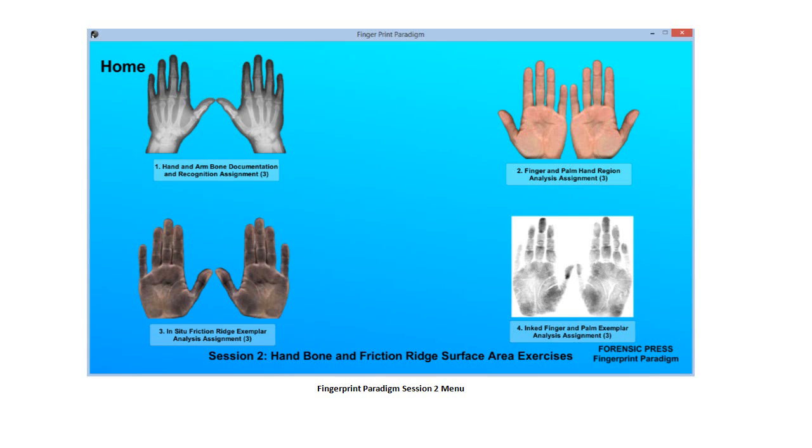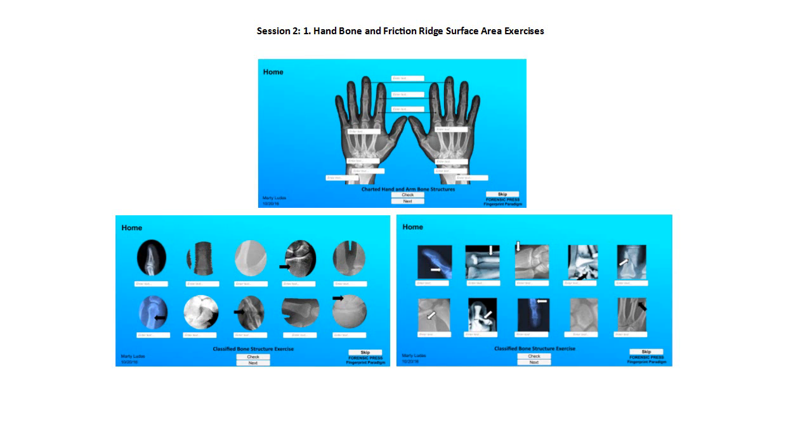After the Walt training, there is session 2, hand bone and friction ridge surface area exercises. This session consists of 4 different charting exercises, and that will result in 12 charts being saved to the Paradigm screenshot folder. Here are the first 3 charts that you will fill out. You will type in the proper bone structures in each text box and select the check button when they're all typed in. If the typeface turns green, the answer is correct. If it stays black, keep guessing.